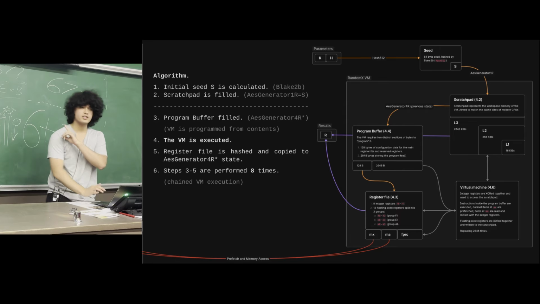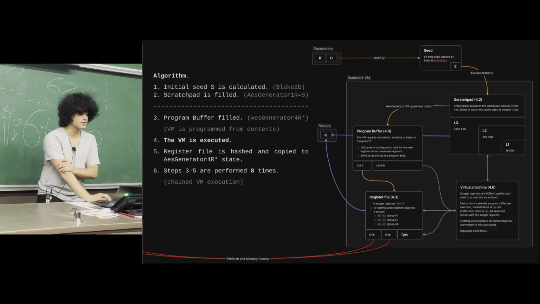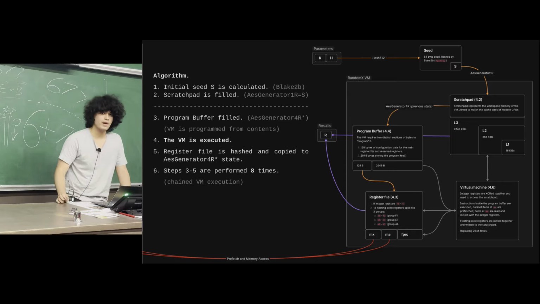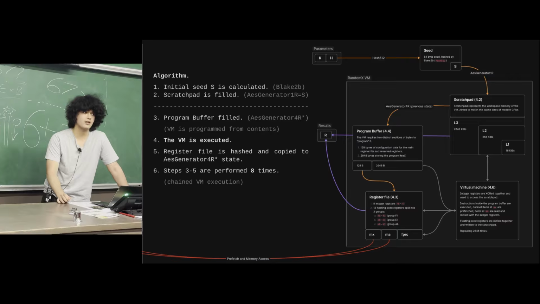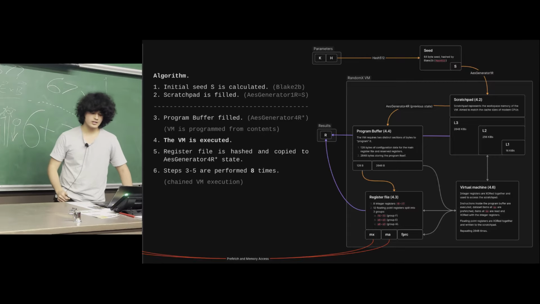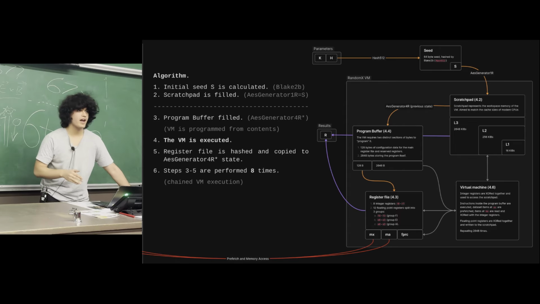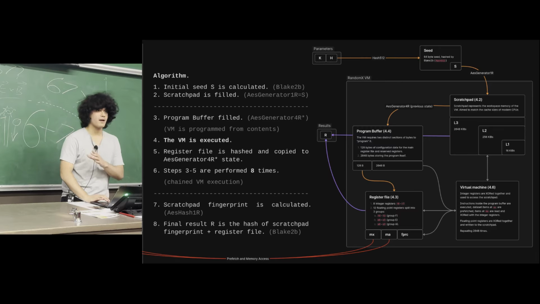The VM is actually executed with all of the instructions, filling up the scratch pad and the register files with entropy, and reading from the data set. So every instruction that can read or write while it's executing will do so respecting the hierarchy of the scratch pad. So accesses to L1 are done 3 times as much as accesses to L2, and accesses to L3 are done sparingly and at certain times to avoid stalls. So after all of that, after it's executed, the register file is hashed and copied as state to generate an entirely new program, going around steps 3 to 5 again, where the entropy of one program is used to generate a new one, and so on. So we have 8 programs in a chain.